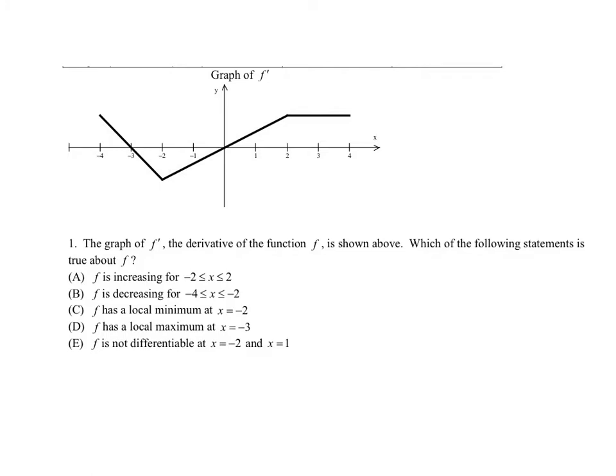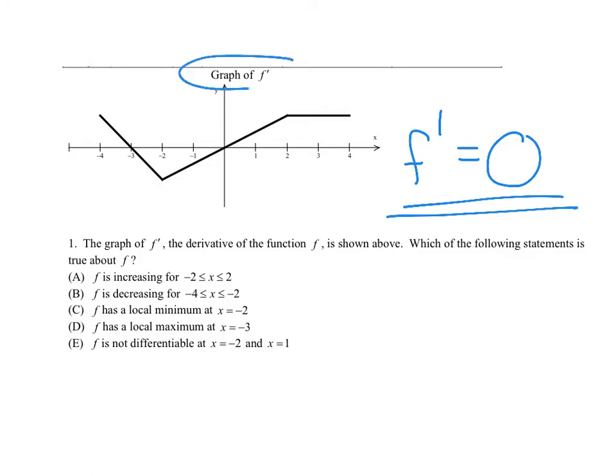So here's number 1. The graph of f prime, the derivative of f, is shown above. Which of the following statements is true about f? So remember, you always want to set the derivative equal to 0. That is your first move. Now, who does this happen to be? It already is f prime, so I'm not looking at its slope. I'm literally just looking to see when it hits 0. So I would say my critical points are -3 and 0.